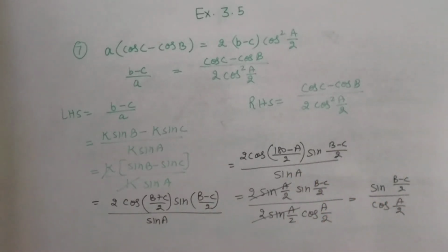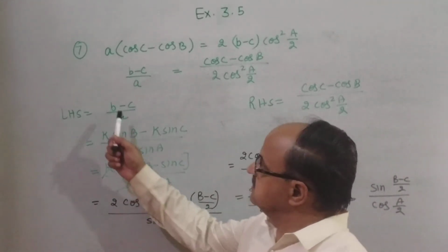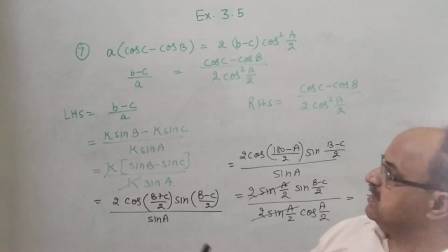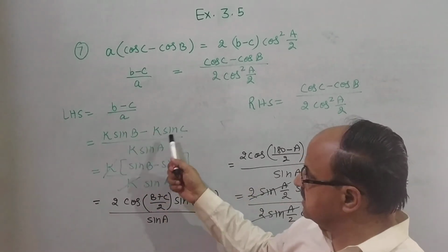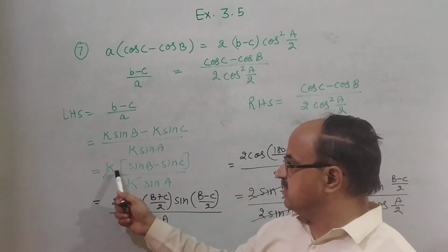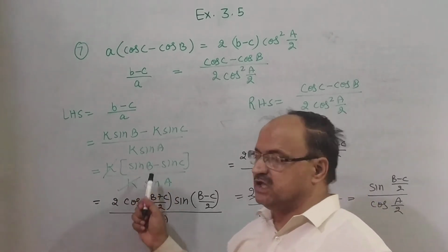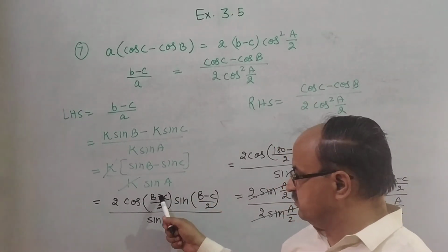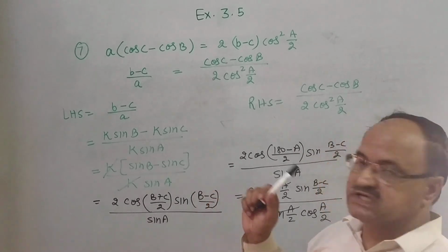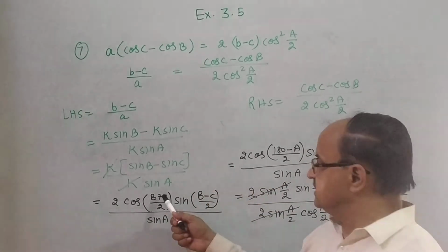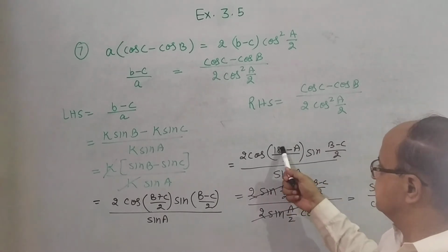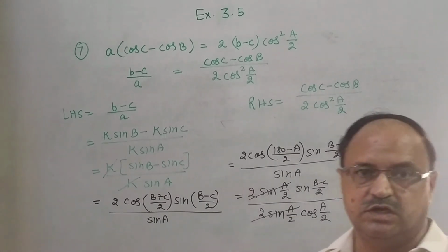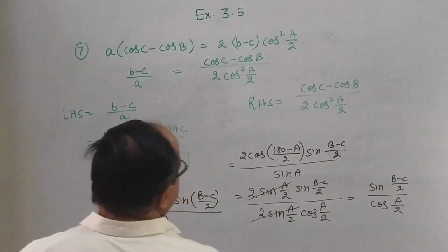Clear? Again you can check. Just put the values of b, c and a according to the sine formula. I can take a common. Sin b minus sin c: here you can apply the formula sin x minus sin y. After applying the formula, just put the value of b plus c. You know that a plus b plus c is 180, then b plus c is equal to 180 minus a. Now break this 180 by 2, 90 minus a by 2. Cos (90 minus a by 2) is sin a by 2. Clear? So now you can solve the right hand side.